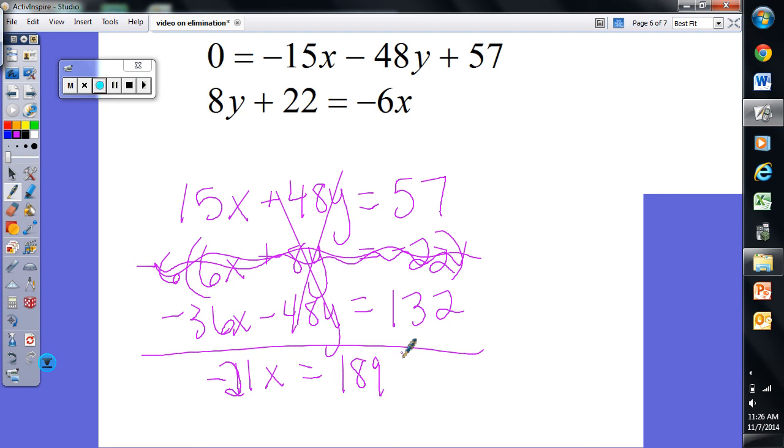So divide by 21. And x equals negative 9. And then you can plug it back in to find y. So that's the gist of it.